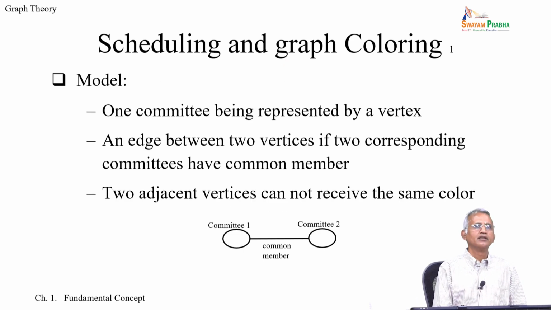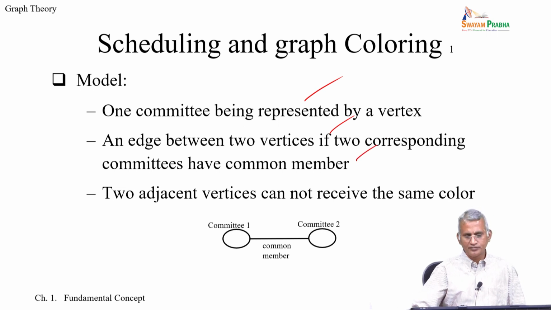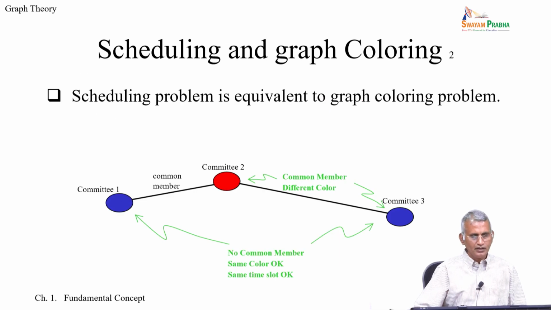Next, the model based on scheduling and graph coloring. One committee is represented by a vertex, and there is an edge between two vertices if the two corresponding committees have a common member. Two adjacent vertices cannot receive the same color. This is scheduling and graph coloring. The scheduling problem is equivalent to graph coloring. You take committee 1 and committee 2, because they have a common member, they are adjacent to one another, therefore, they have different colors.